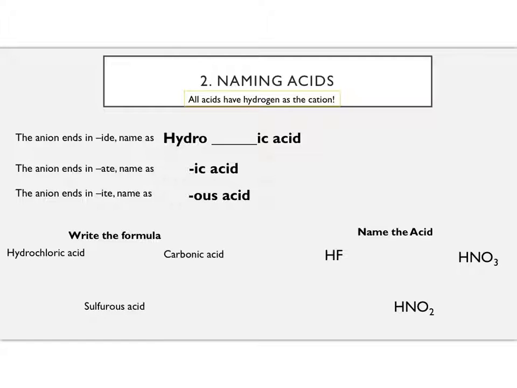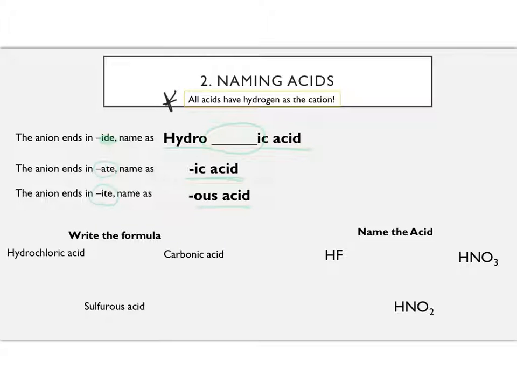The difference is when you have something that's an acid, all right? Acids always have hydrogen as the cation. All right, so you always want to look at the ending. So if it ends in an "-ide", like this, right, you always want to name it as hydro-blank-ic acid. If the ending is "-ate", you want to just write "-ic acid" at the end. And then if the ending of the anion is "-ite", you want to write "-ous acid".